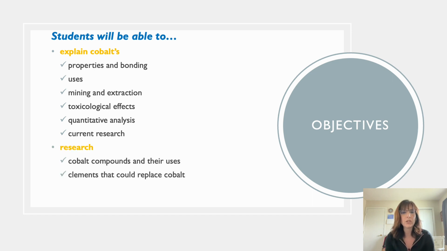So throughout this week, you're going to practice your research techniques. You're going to look a little bit further at cobalt compounds and their uses, elements that could replace cobalt, and then you're going to practice paraphrasing, very important in your research project. And the last thing you're going to do is research your own element and write your own paper.